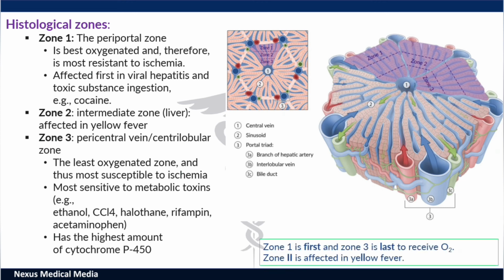Here is the mnemonic. Zone 1 is first and zone 3 is last to receive oxygen. Then zone 2 is affected by yellow fever. In yellow, you can see the double L is a good mnemonic. So zone 2 is affected by yellow fever. Zone 1 is first to receive oxygen, and zone 3 is last to receive oxygen.